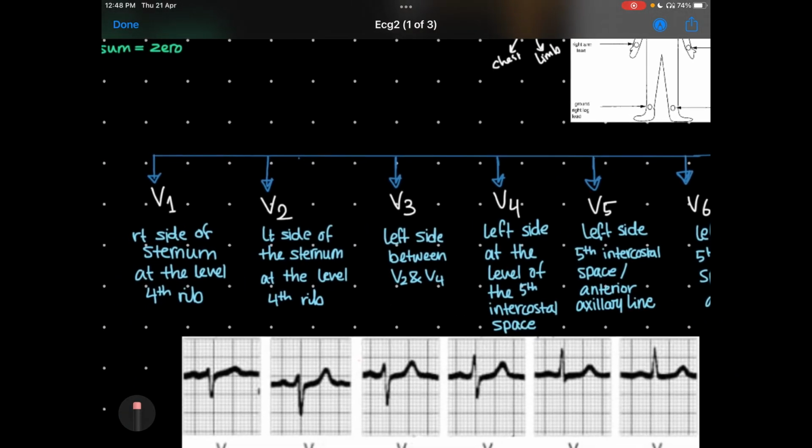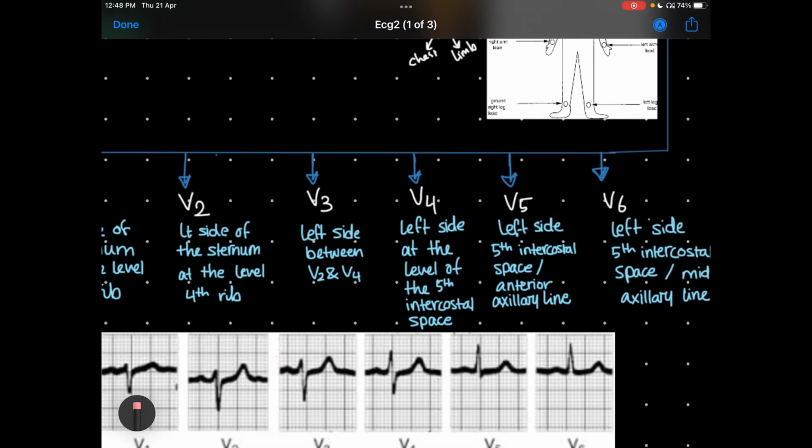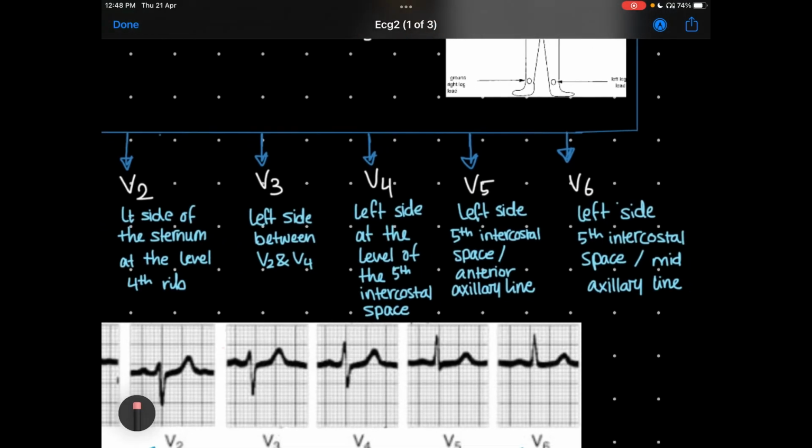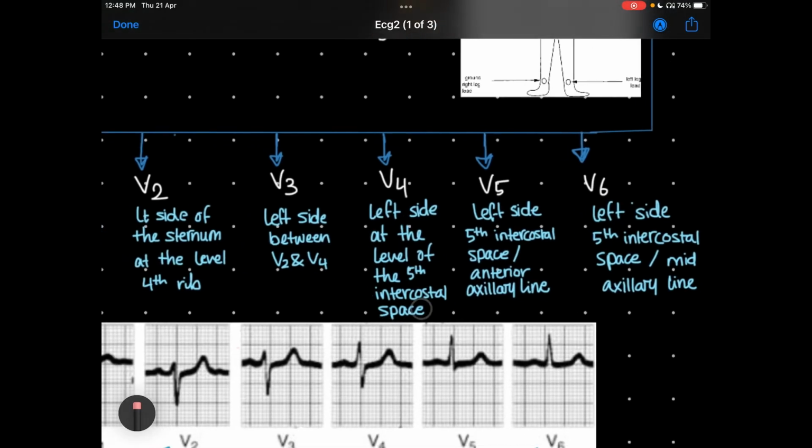V1 is located at the right side of the sternum, as we said, at the level of the fourth rib. V2 is at the same level as V1, but it is located on the left side. V3 is between V2 and V4. V4 is at the fifth intercostal space. So V3 is like between the fourth rib and the fifth intercostal space.